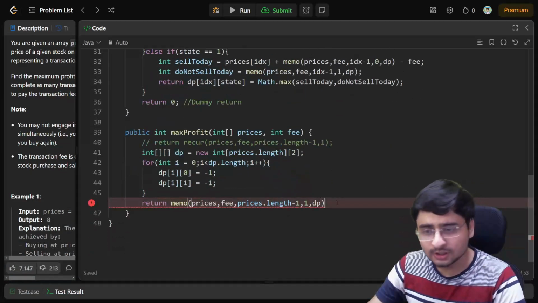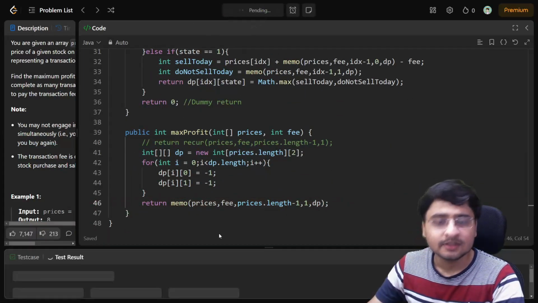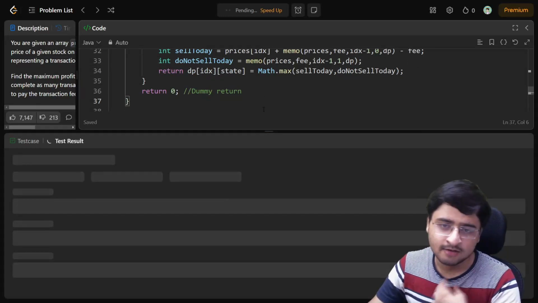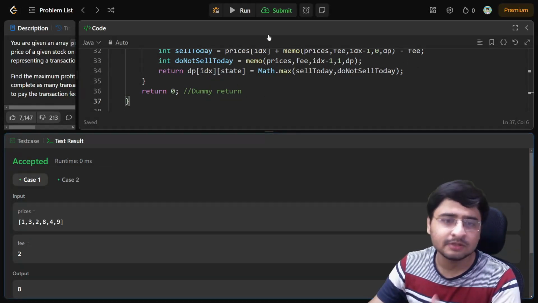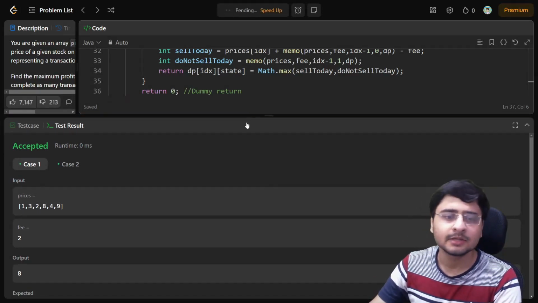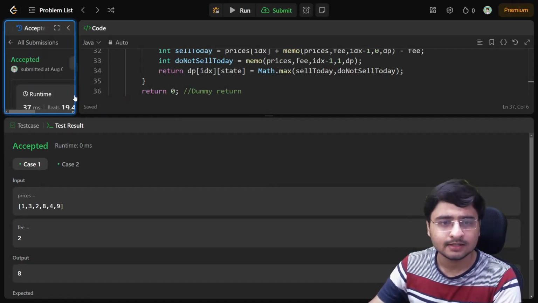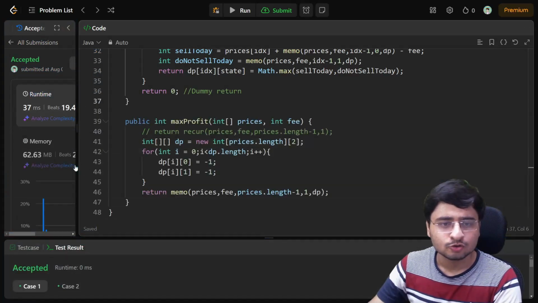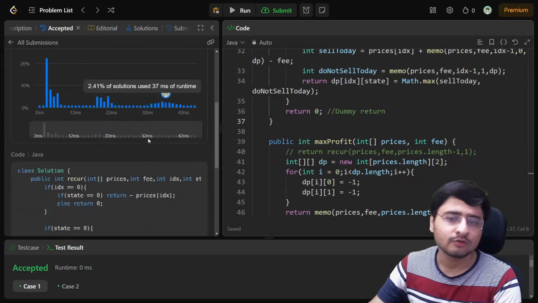If this approach is not clear and you're having a lot of doubts, trust me, you'll not be able to understand further lectures as well. Please watch the previous lectures to understand this trick. Now if you submit the problem, it will simply get submitted. It's getting accepted. So this was the memoization approach to solving this problem.